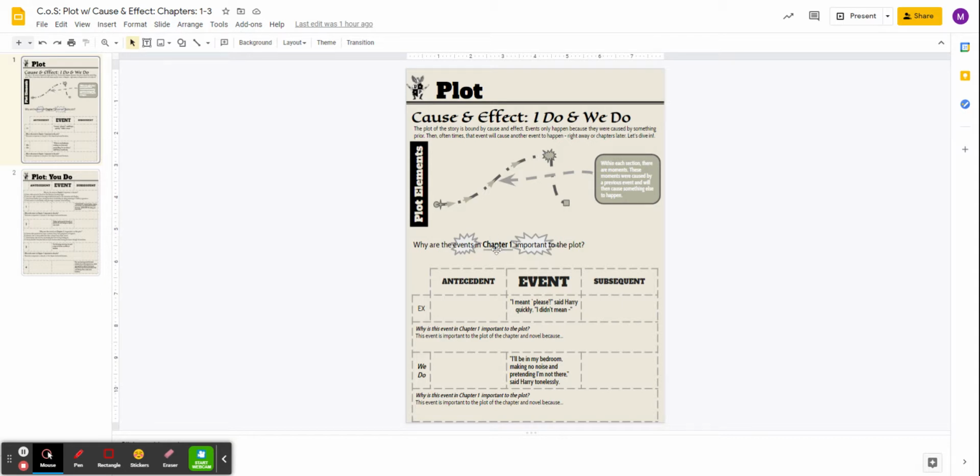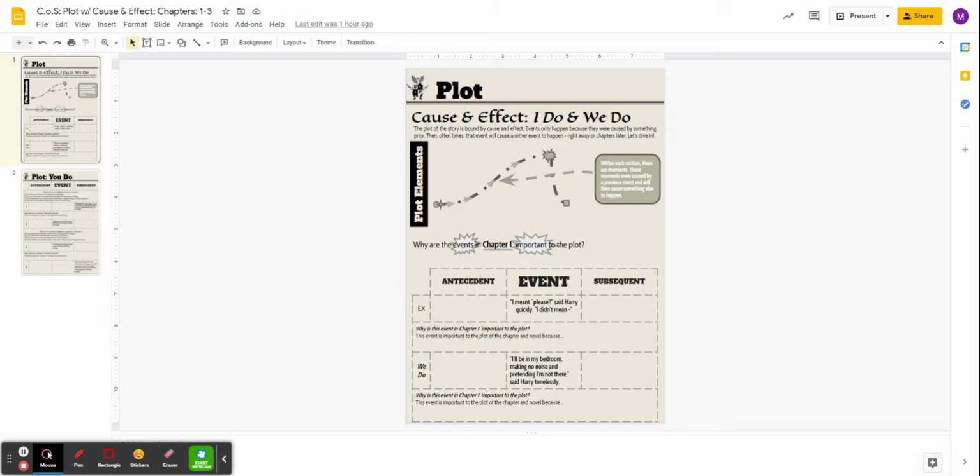What's a question that we often see that reflects our need to know and understand the cause and effect of a story? Well, why are the events in chapter 1 so important to the plot? We see that question stem often.